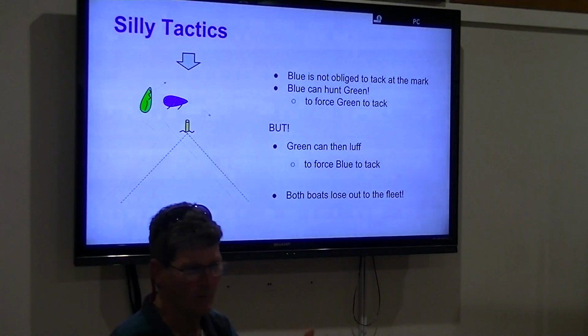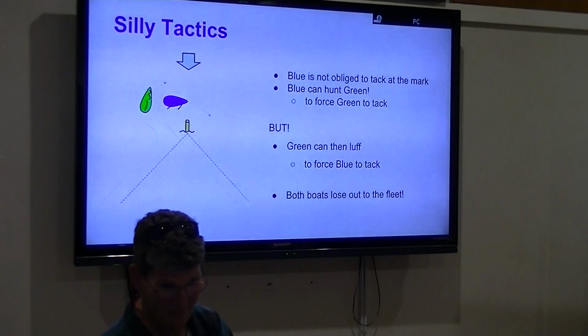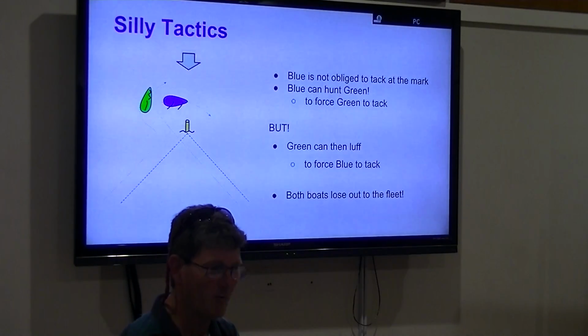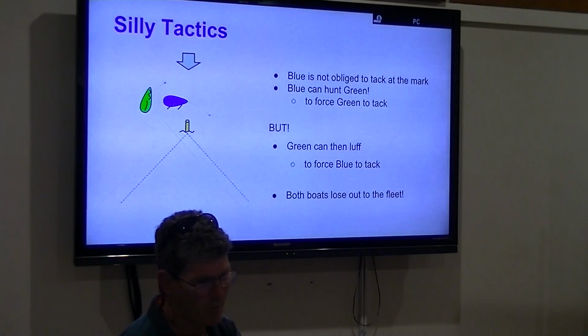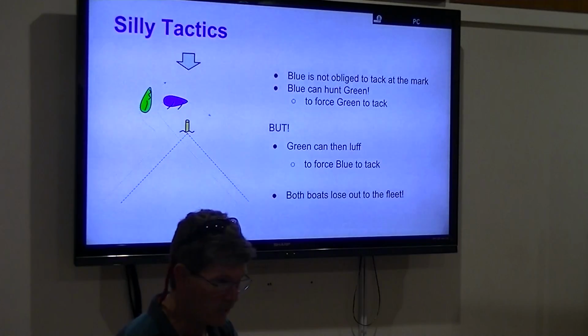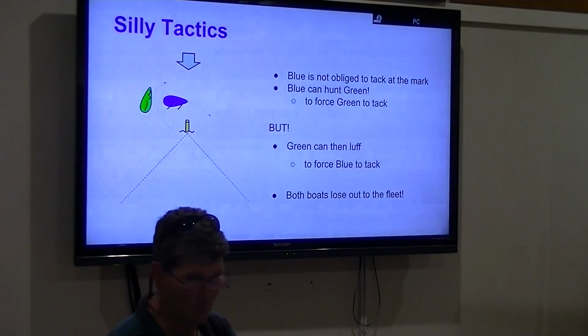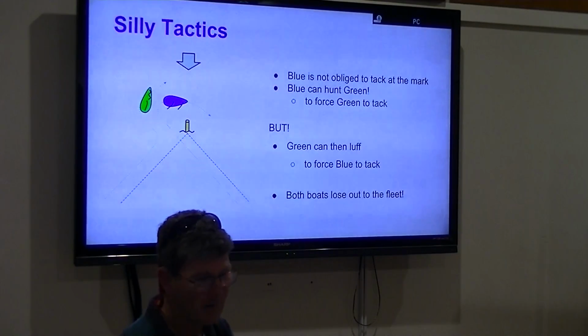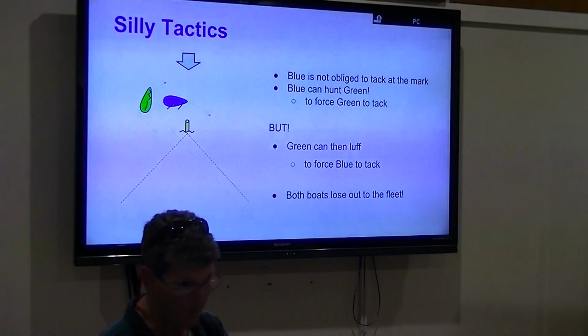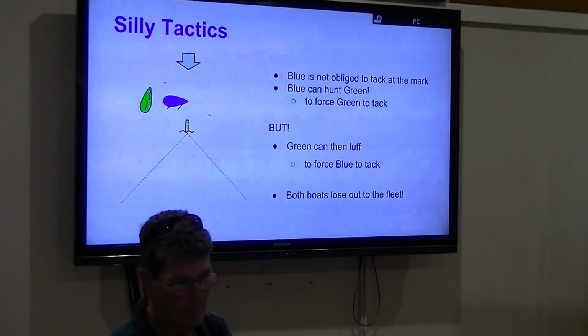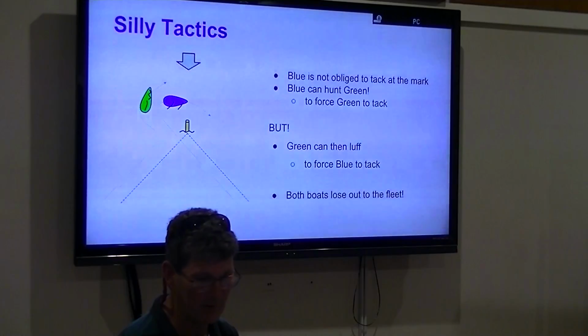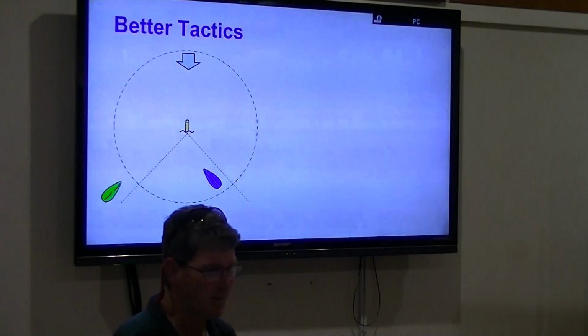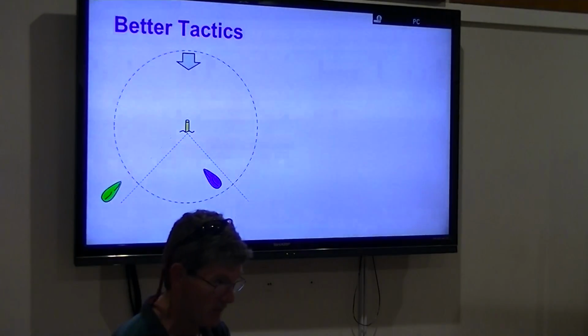So wasn't that wonderful? Blue's beaten green around the mark, as she probably should have, because she was the starboard boat there first. But that was a horrible rounding for both boats. And we have to assume there's another 10, 20 boats out there that they're racing against in the fleet. That was a silly way for both of them to round that mark, because they both lost out to the fleet.